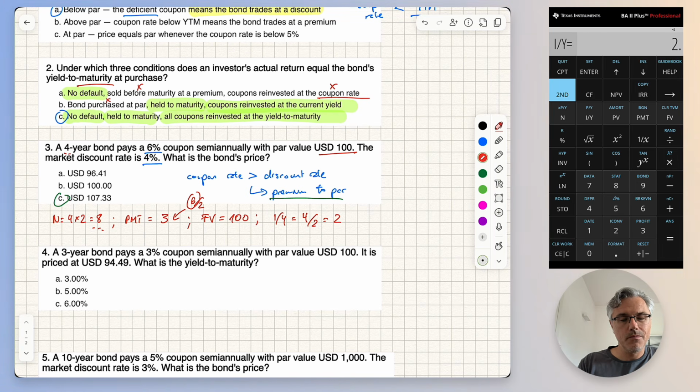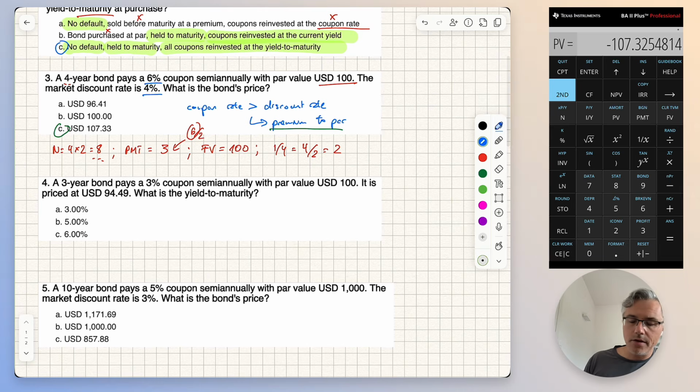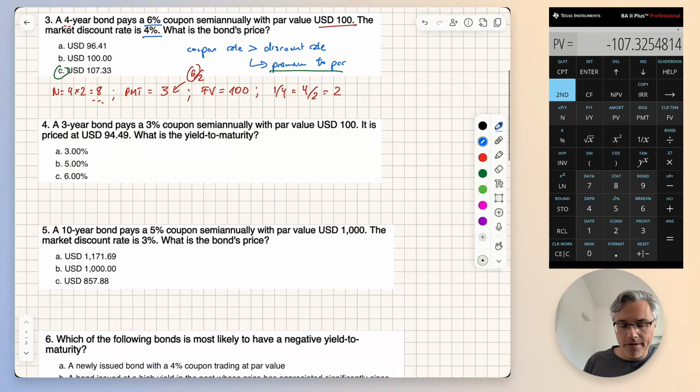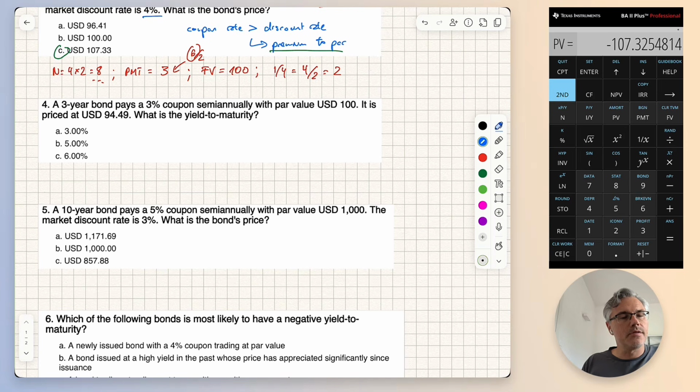Compute PV. Okay, you can see the answer comes in at 107.33 approximately. Negative, of course, just to account for the difference in cash flows in, cash flows out. That just confirms our thinking. It has to be answer C, but don't waste your time in the exam solving this. There's no point. Right, the next one. The next question.